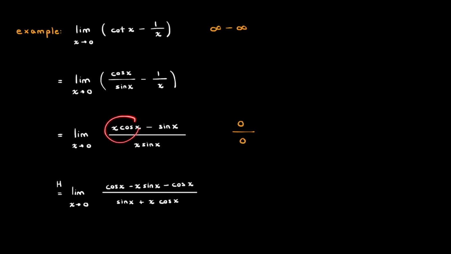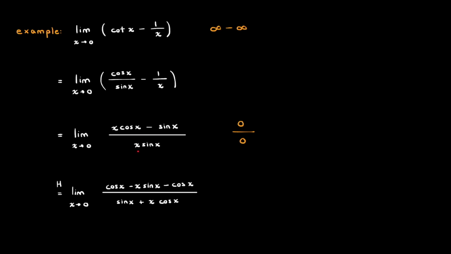To differentiate the top, we will first have to use product rule. We differentiate the first, we just get 1. Leave the second function the same, that's cosine. Then you want to leave the first function the same, x, and then differentiate the second, which is negative sine x. So I brought the minus sign over here. Now the derivative of sine is just cosine, that goes there. And then for the denominator, we again have to use product rule.